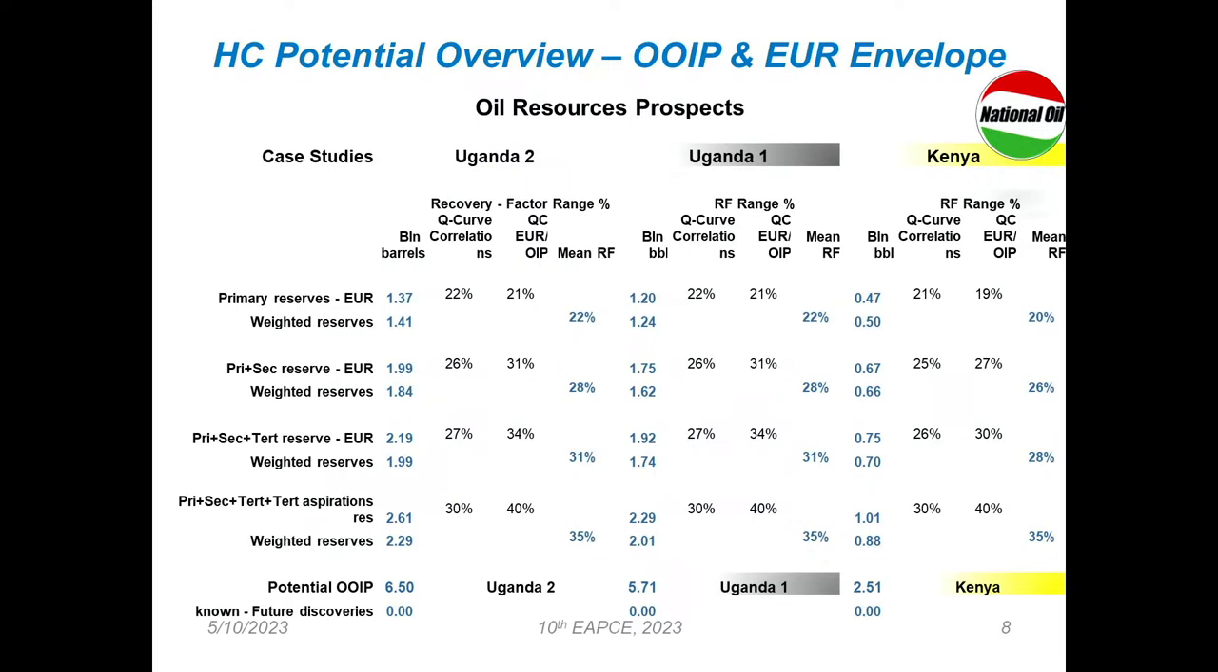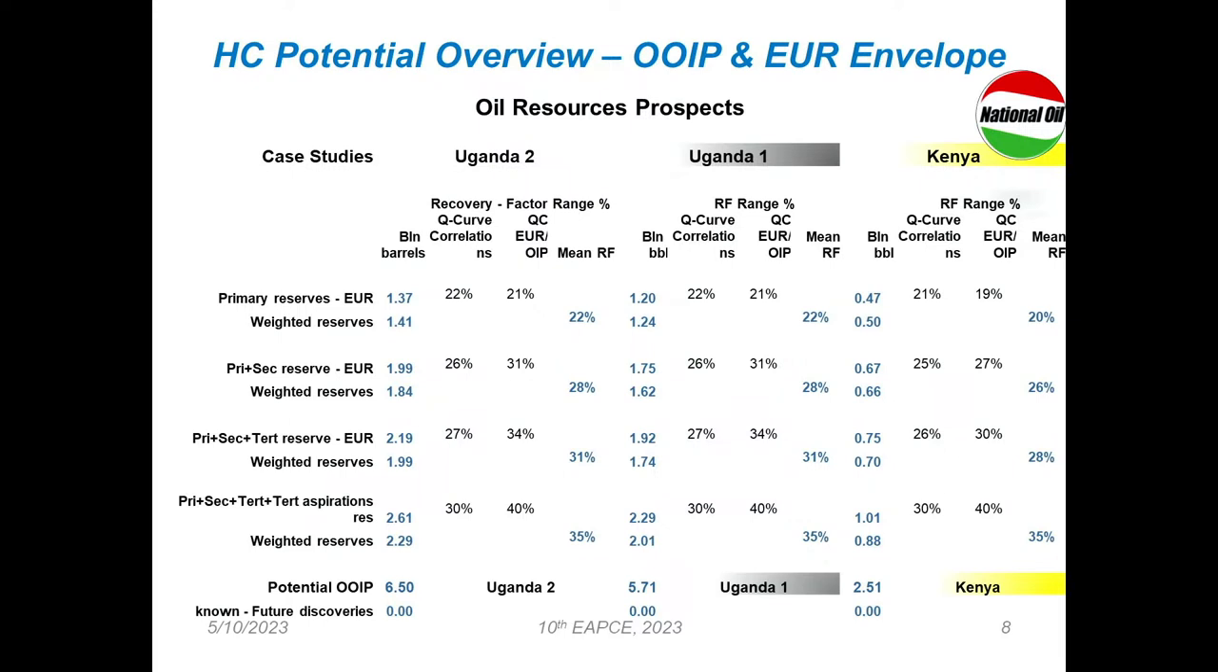So from the magic number of 1.4 billion barrels, which is conservative insofar as what can be recovered in Uganda is concerned, you've got a wide spectrum of what to do to get to higher production. That is based on an original oil in place of 6.5 for the high case Uganda. The lower case was based on 5.7.